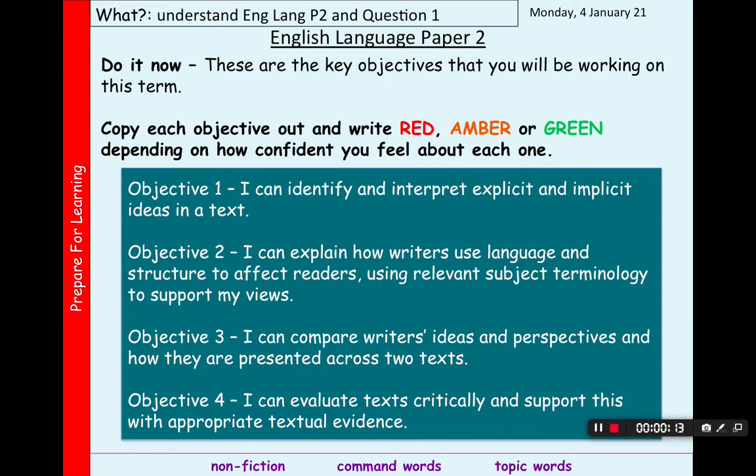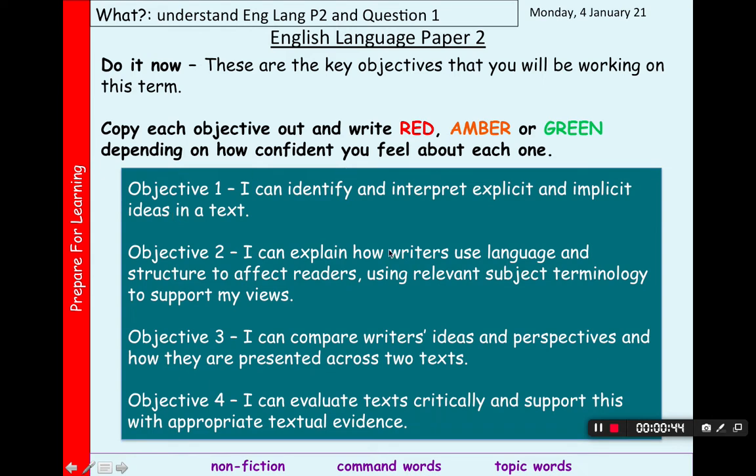In this term, we're going to be focusing on English language paper 2, which is one of the parts of the English language exams that you will sit in year 11. Before we start and go over exactly what the English language paper 2 exam involves, I just want you to have a look at the key objectives for this exam paper and what you'll be working on this term. So these are the key skills that we'll be working on.